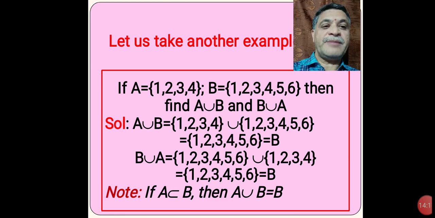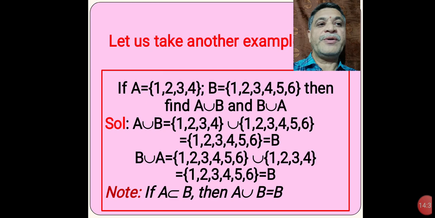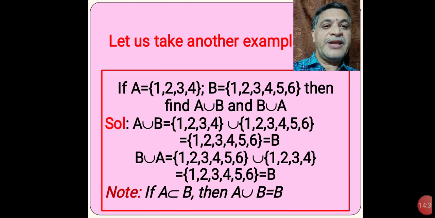Now write the first set elements as they are, 1, 2, 3, 4, and go to the second set. Already 1, 2, 3, 4 are there. You need not write them again. Then go to 5, write 5, and 6, write 6. So it represents the set B. Observe that all the elements are equal to set B. So now here A union B is equal to B. These both are equal sets. Already we defined equal sets. If two sets have the same elements, then we call them equal sets. Now here A union B and B are equal sets.